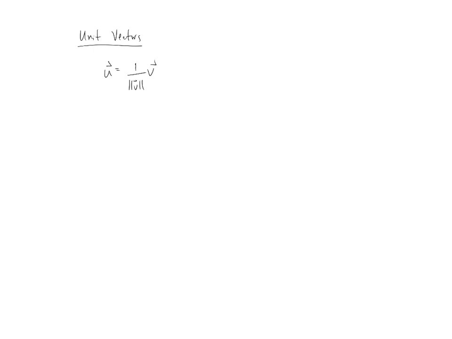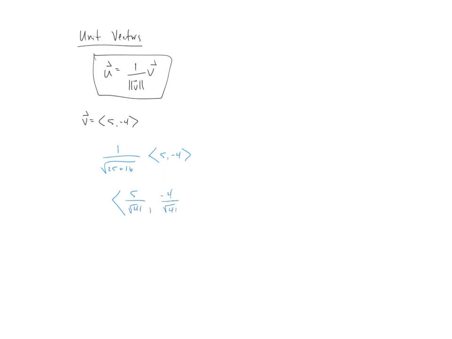The example we're going to look at, example 4, tells us we've got vector v at 5, negative 4. And we want to find a vector of length 8 that points in the opposite direction. Before I get into the specifics of the problem, I do want to convince you of the formula working. If I take 1 over the square root of 25 plus 16 and multiply this by vector v, which is 5, negative 4, that's going to give us a result of 5 over the square root of 41 and negative 4 over the square root of 41.